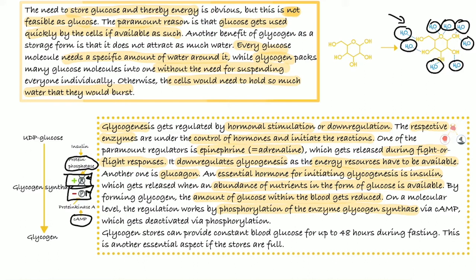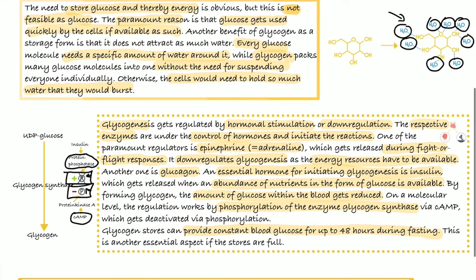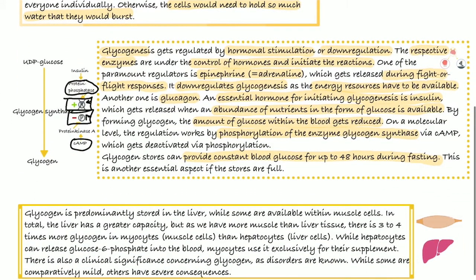And we need glycogen because it can store enough energy to provide a constant blood glucose for up to 48 hours during fasting periods. Glycogen is predominantly stored in the liver, but some is also available within muscle cells. When we're taking a look at the capacities, the liver has in total a greater one. But as usually we have more muscles than liver tissue, there is 3 to 4 times more glycogen in myocytes, so in muscle cells, than in hepatocytes, which are the liver cells.